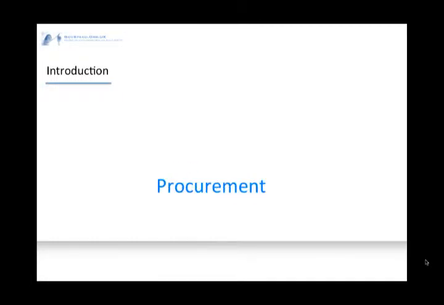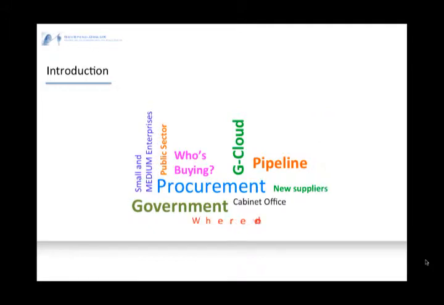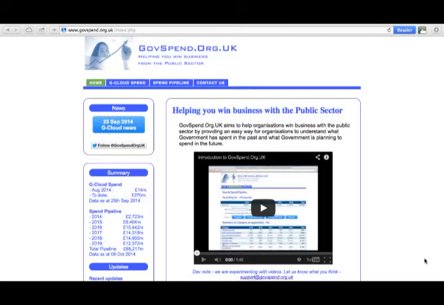Welcome to GovSpend. GovSpend is a website that allows you to understand what government has bought in the past and what it is planning to buy in the future. Our hope is that easy access to this information will encourage more organisations, particularly small and medium-sized enterprises, to become suppliers to the public sector. Let's take a look at how the service works.